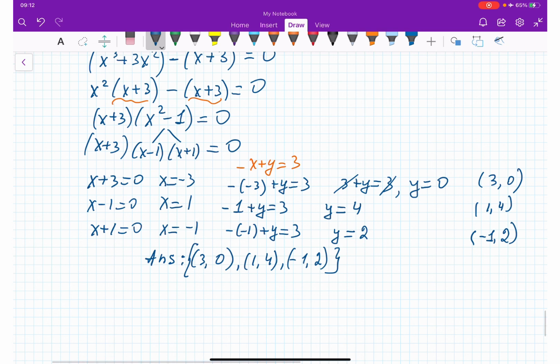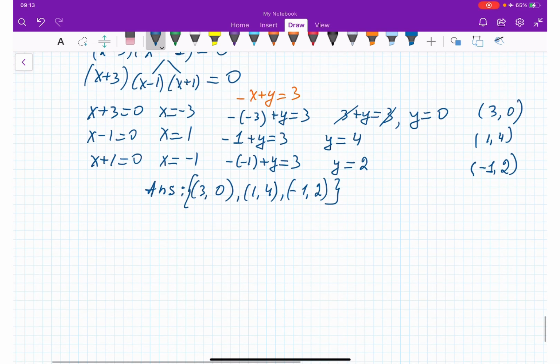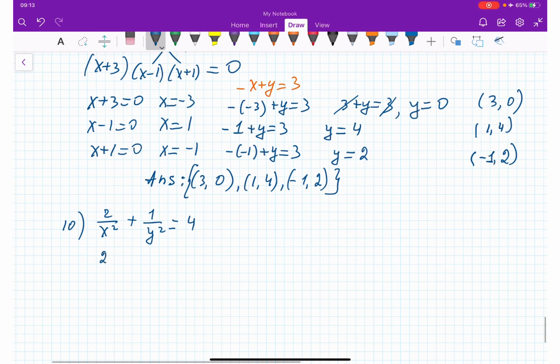And let's solve the last one. Number 10, what do we have? 2 over x squared plus 1 over y squared is equal 4. 2 over x squared minus 2 over y squared is equal negative 2.